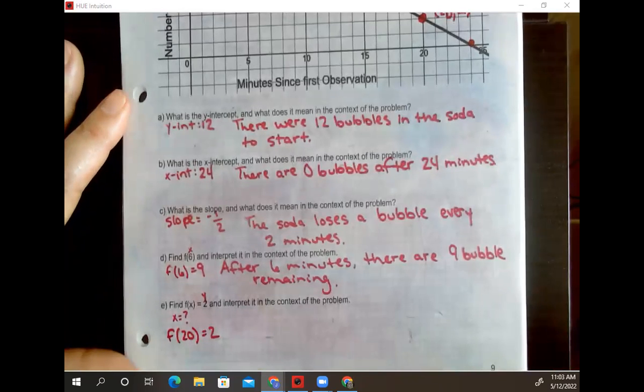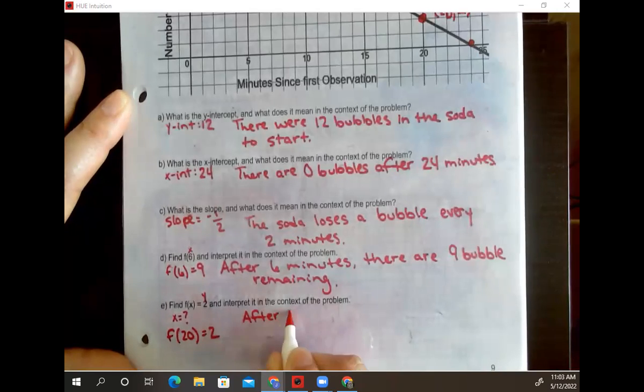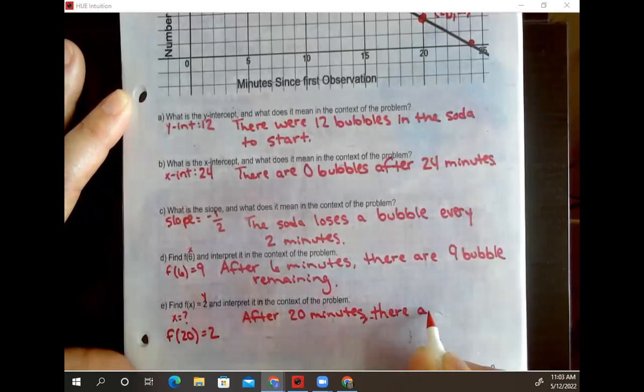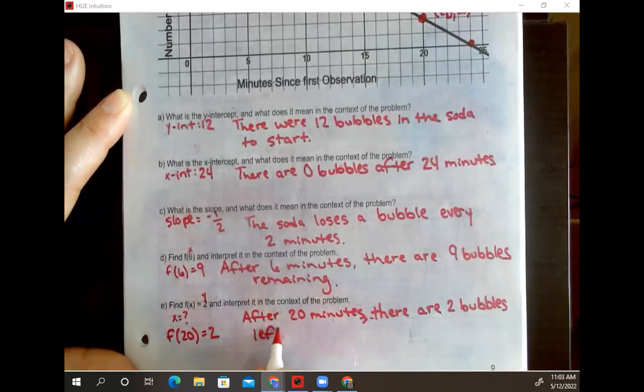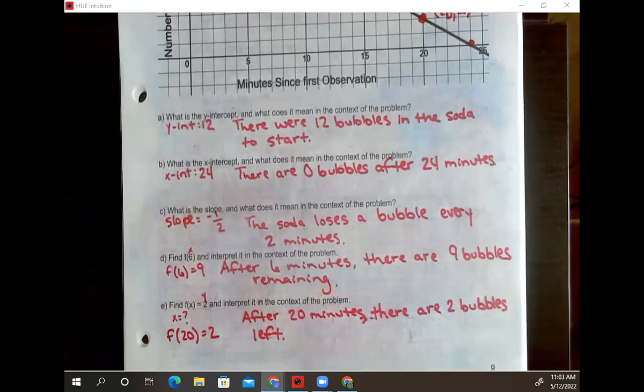What does that mean in the context of our problem? After 20 minutes, there are 2 bubbles left. You could also say there are 2 bubbles left after 20 minutes. Either way to phrase that is fine, as long as you give me that complete context. What is the x? What's the thing happening with x here? What's the thing happening with our y value here?